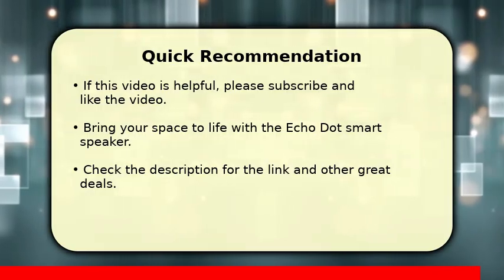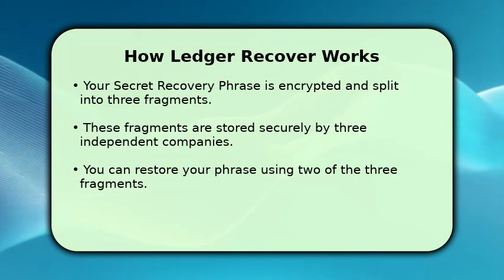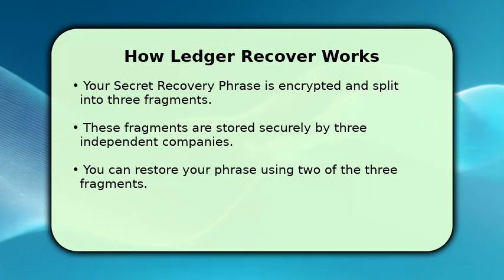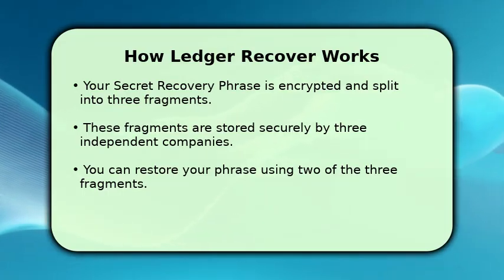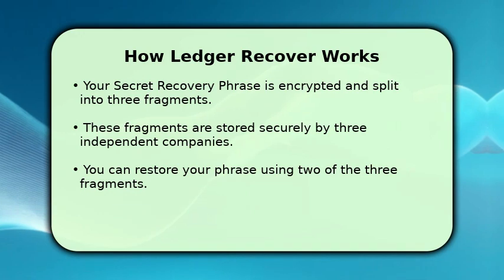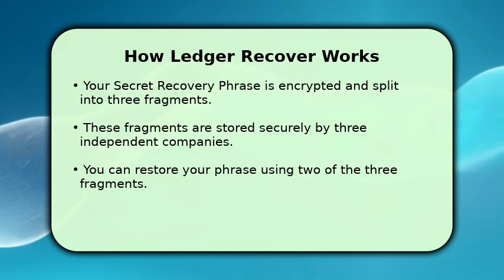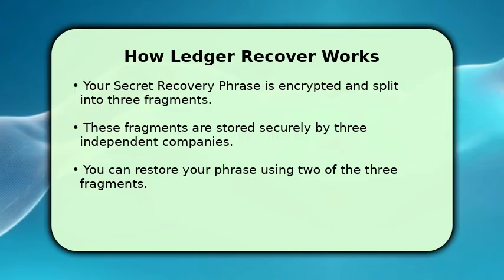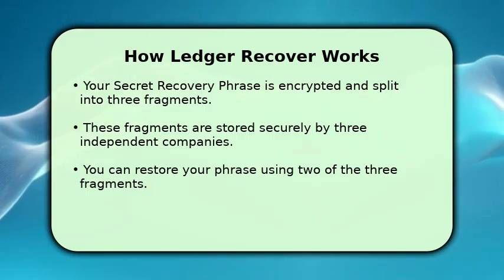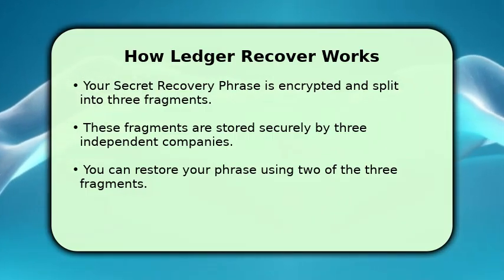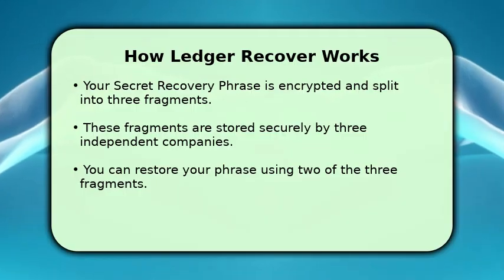Now let's get back to the video. Once activated, Ledger Recover encrypts your secret recovery phrase and divides it into 3 distinct fragments. These fragments are then securely stored by 3 separate, independent companies, ensuring no single entity holds your entire phrase. If you ever need to restore your access, you can do so by retrieving just 2 of these 3 fragments. This innovative approach provides robust security while offering a reliable recovery solution for your valuable crypto assets.